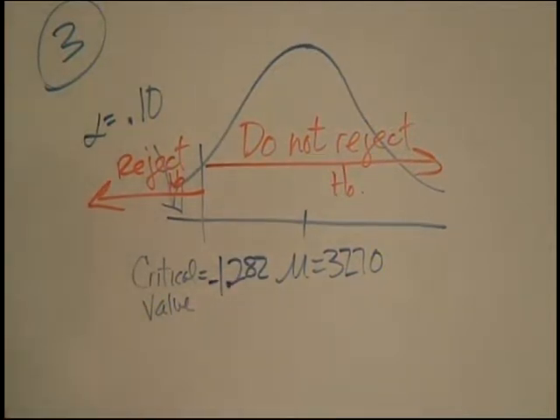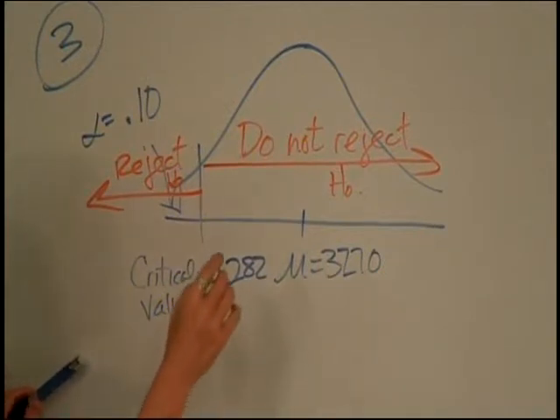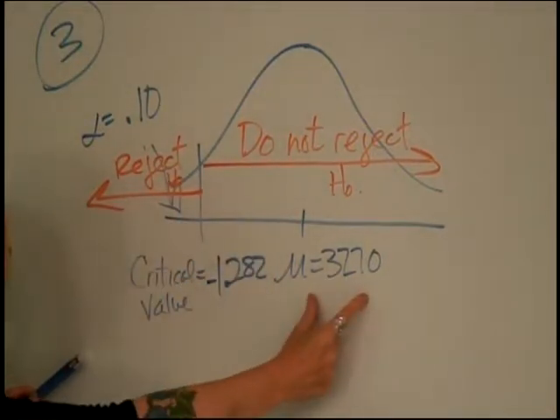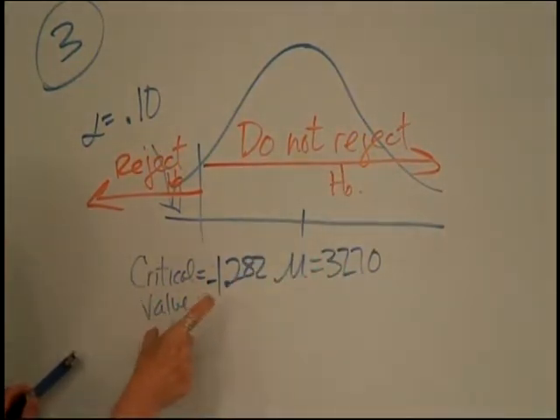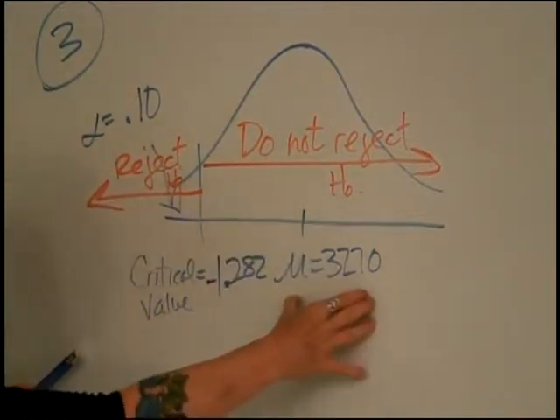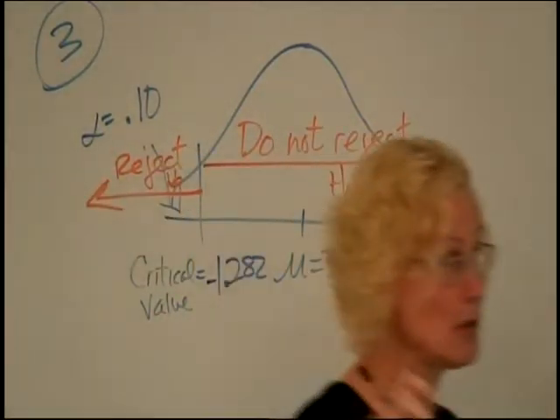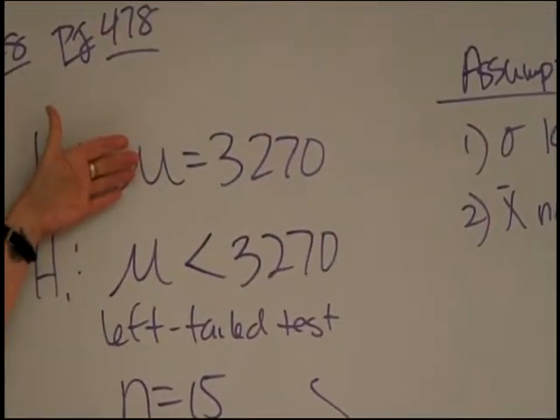Okay. So the deal is, if our sample mean is within 1.282 standard deviations below the hypothesized mean, we're not going to reject H0. If it's more than 1.282 standard deviations below the hypothesized mean, we'll say it's too far away to be called the same, and we'll reject H0 in favor of the alternative. Okay? You guys with me?